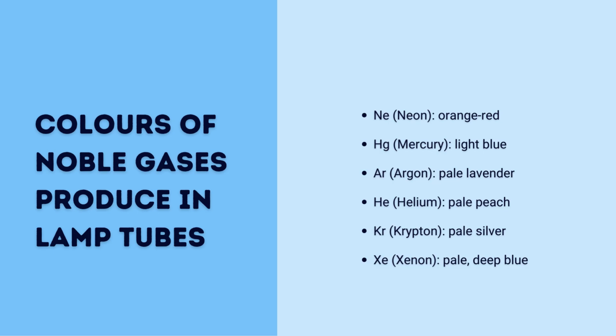The colors produced by noble gases in lamp tubes are a result of their unique electronic configuration. When an electric current is passed through the gas, electrons are excited to higher energy levels. As they return to their original energy level, they release energy in the form of light. Each noble gas produces a distinct color when excited, which can be found on this slide. These colors are used in a variety of applications from neon signs to lighting in scientific instruments.